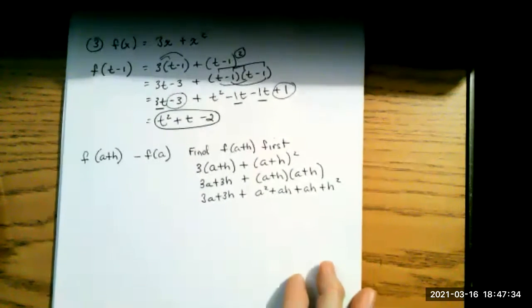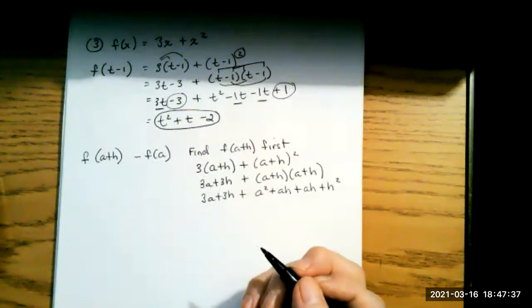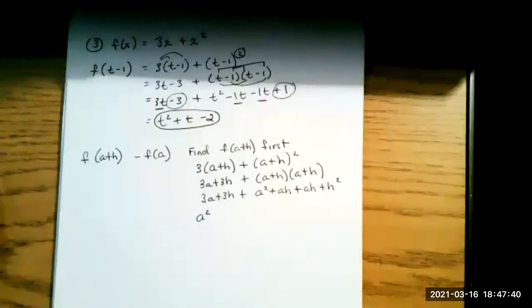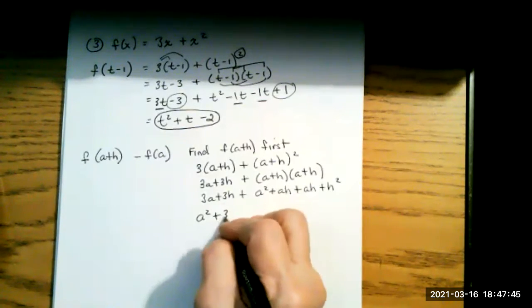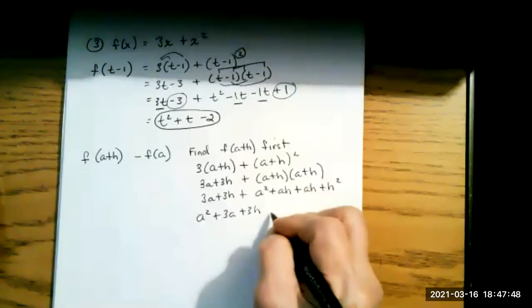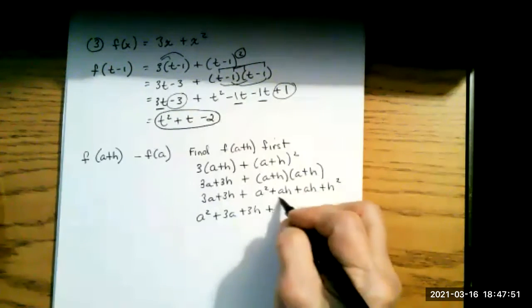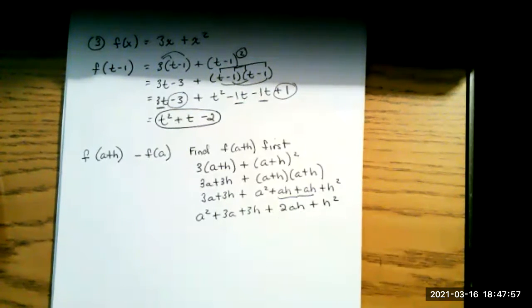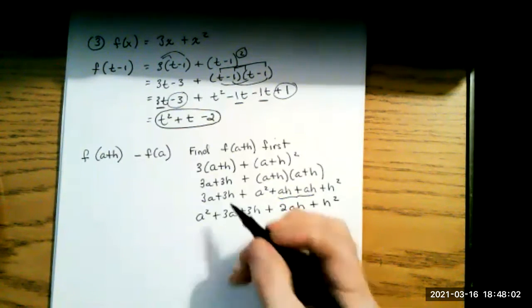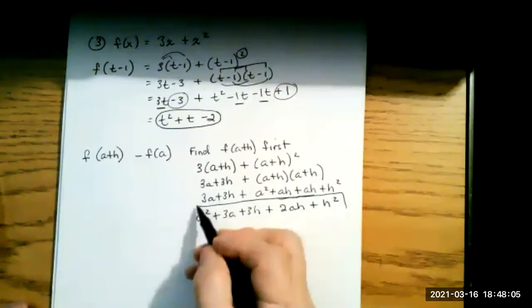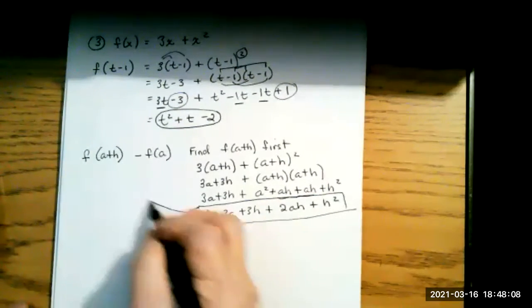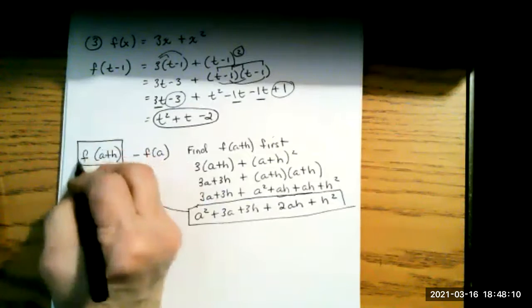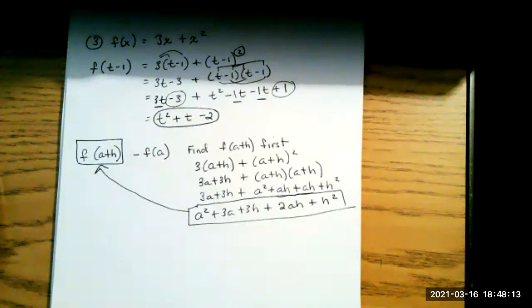And then I have to just clean it up. Let's see, let's put the a squared first. And it looks like everything's all different. 3a plus 3h plus, oh, there's two of these, 2ah plus h squared. And that's the first part. This is what that is, because we put in a plus h.